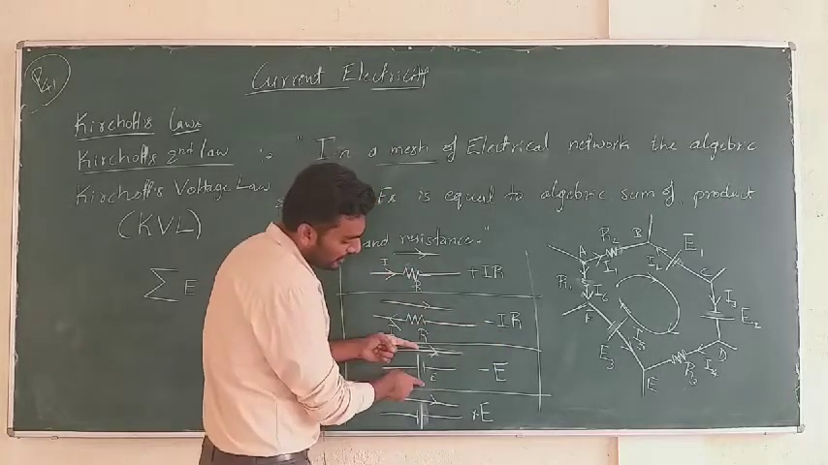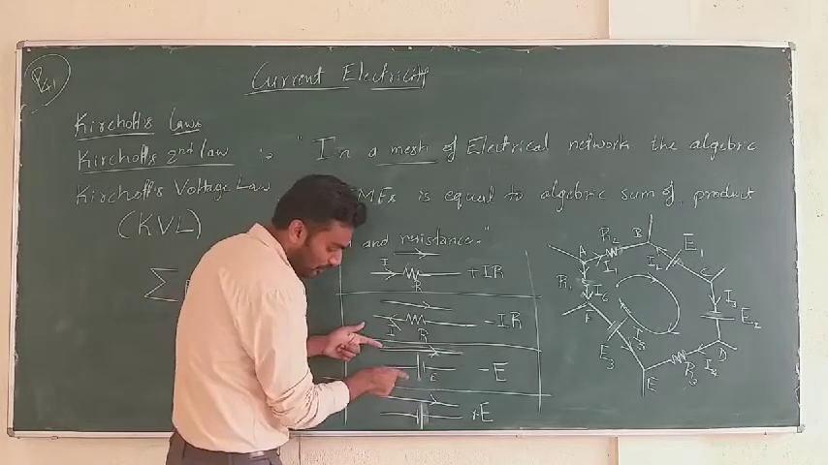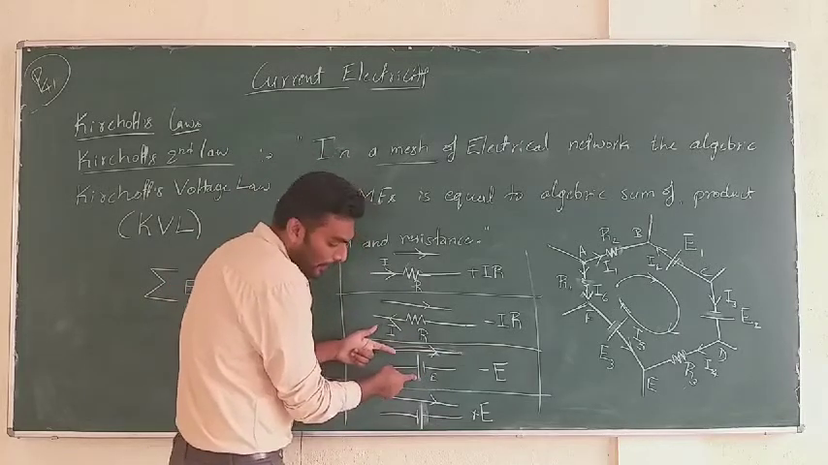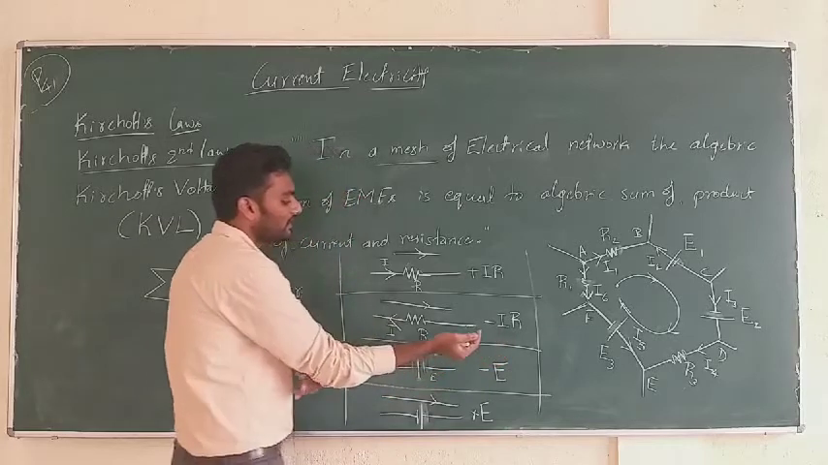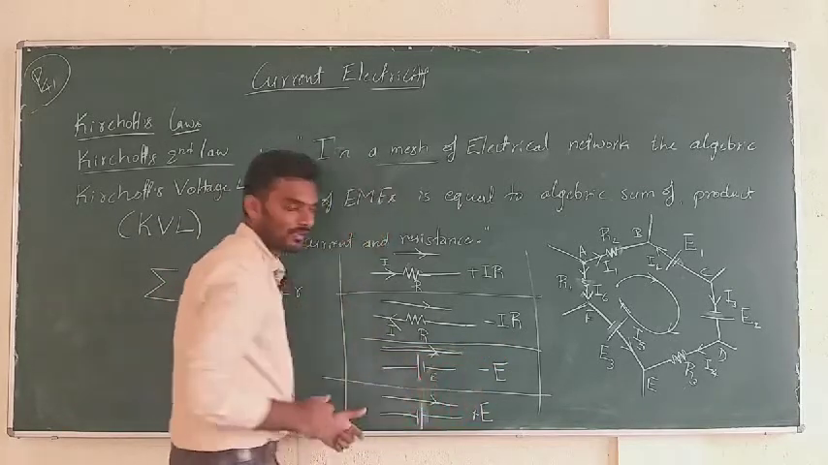For the EMF, not the direction of EMF: if I first approach the positive terminal of the cell, then it is minus E. If I first approach the negative terminal of the cell, it is plus E.